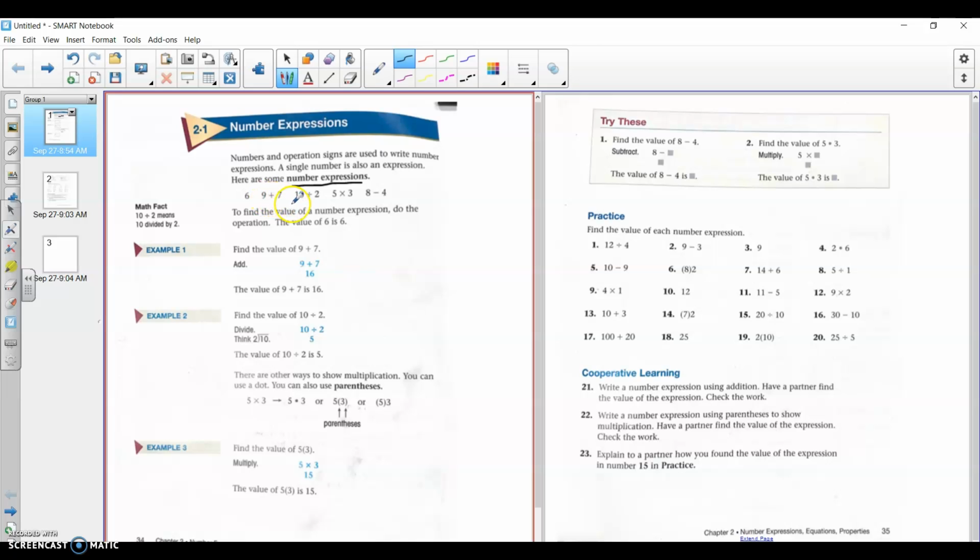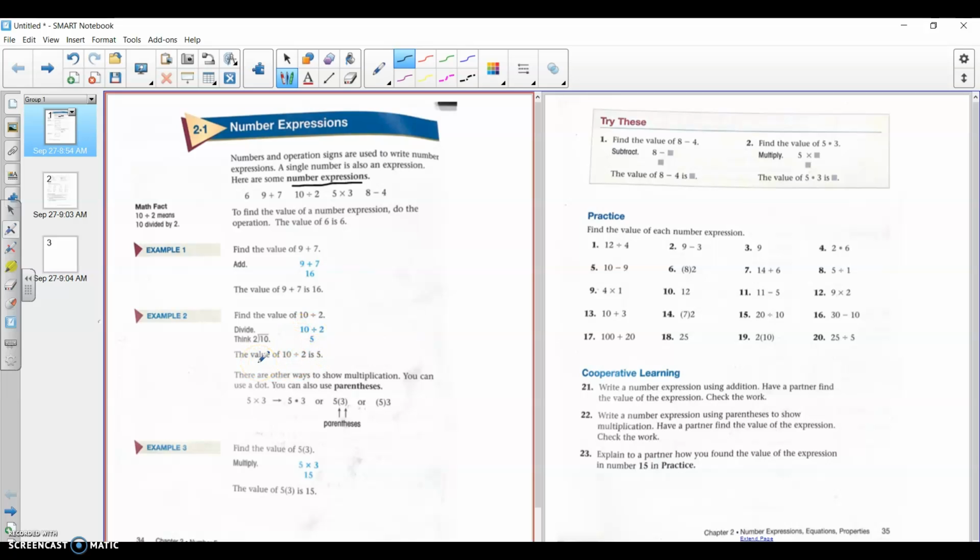To find the value of the number expression, do the operation. The value of 6 is 6, obviously. Then 9 plus 7 is 16, 10 divided by 2 is 5, 5 times 3 is 15, and 8 minus 4 is 4. In example number 1, they use the 9 plus 7. All you have to do is add. There it is, 16. In example number 2, find the value of 10 divided by 2. And again, you're just dividing here. And you can see 10 divided by 2 is 5. So the value of 10 divided by 2 is 5.